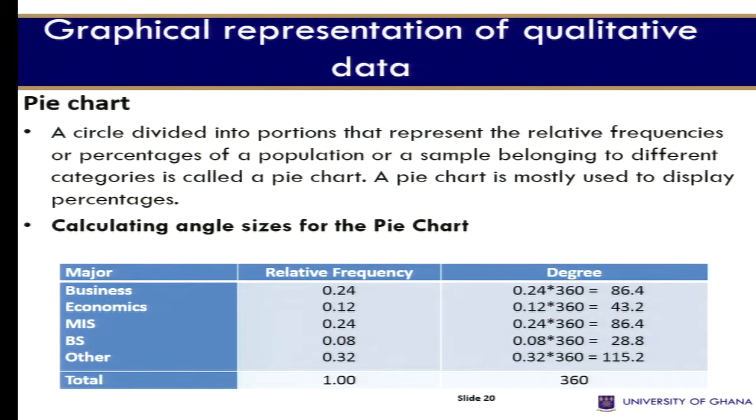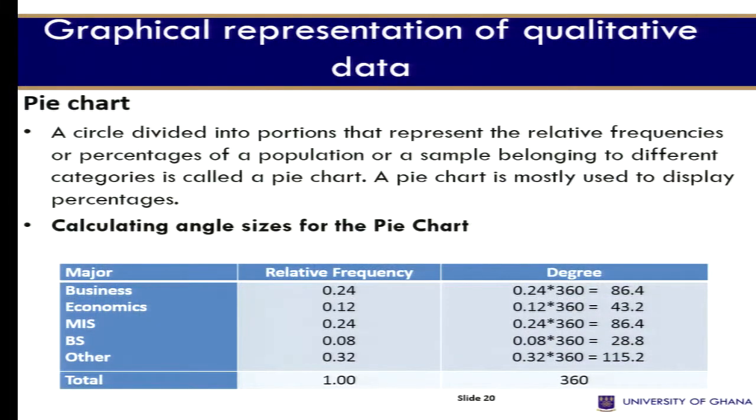Now, having looked at bar charts, let us look at pie charts. If you don't want the previous representation, this is an alternative. This is a circle divided into portions that also represent the relative frequencies or percentages of a population or a sample belonging to different categories. So a pie chart is mostly used to display percentages.